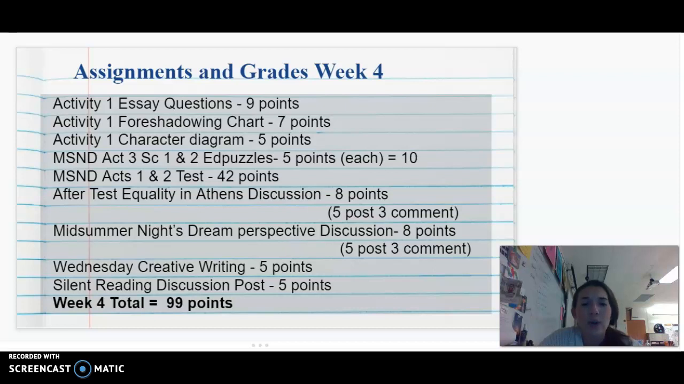After the test, Equality in Athens discussion, which is worth 8 points. It's broken apart into 5 for your initial post and 3 for your comment. Midsummer Night's Dream perspective discussion, which is worth 8 points, also broken apart into 5 points for your initial post and 3 points for your comment. Wednesday creative writing, which is 5 points. Silent reading discussion post, which is 5 points, equaling a total of 99 points for week 4.